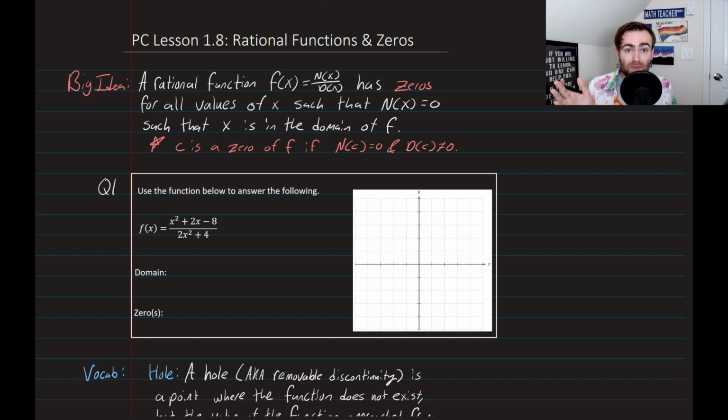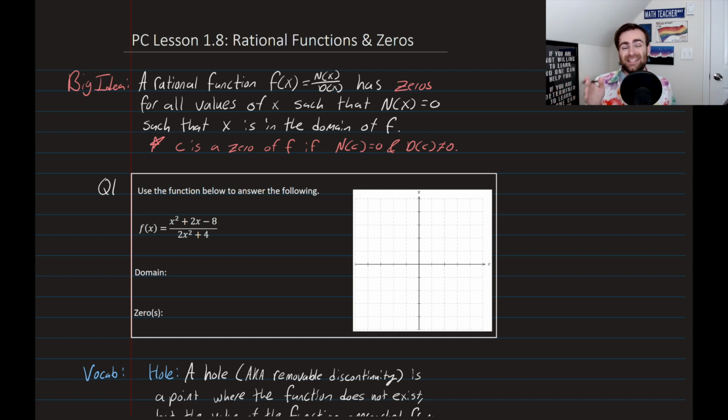Welcome everyone to lesson 1.8 of Precalculus, which is all about rational functions and zeros. Last time we talked about end behavior. This time we're going to be talking about what happens in the middle of a rational function. So let's get started. Let's remember what a zero is.